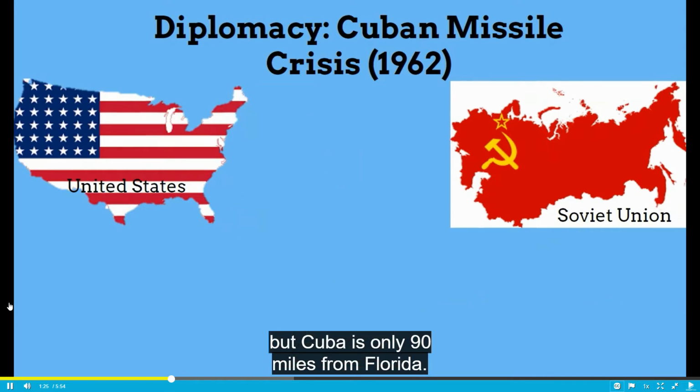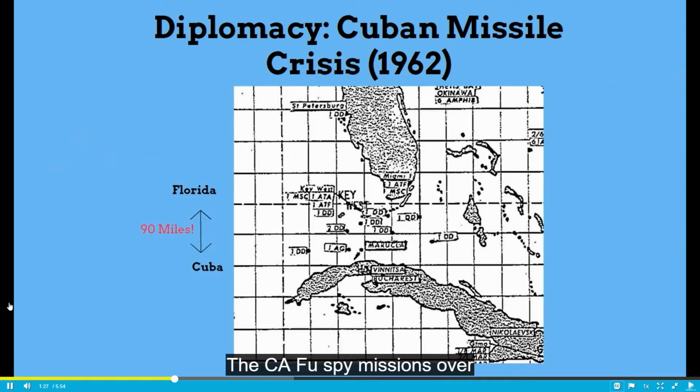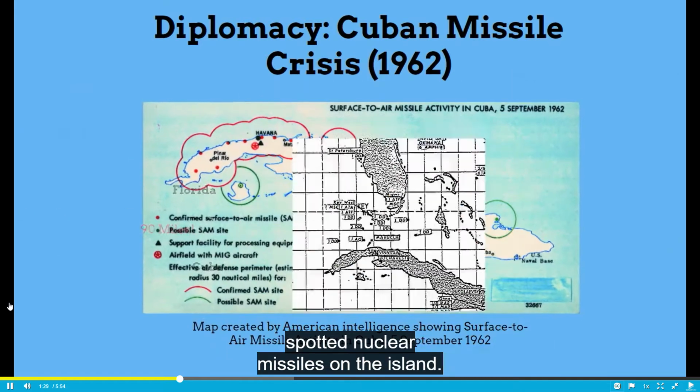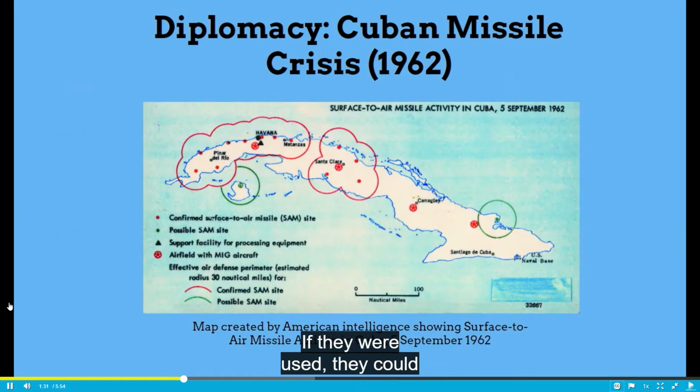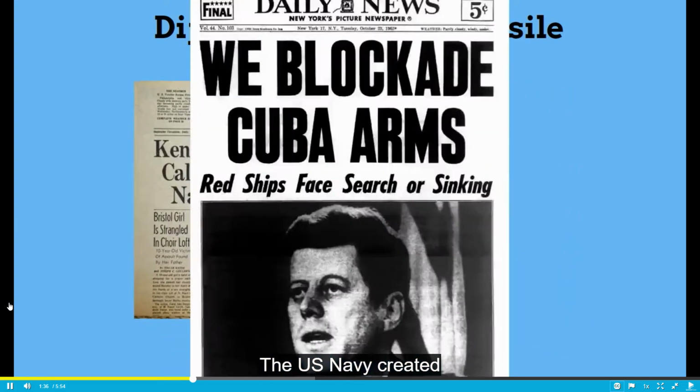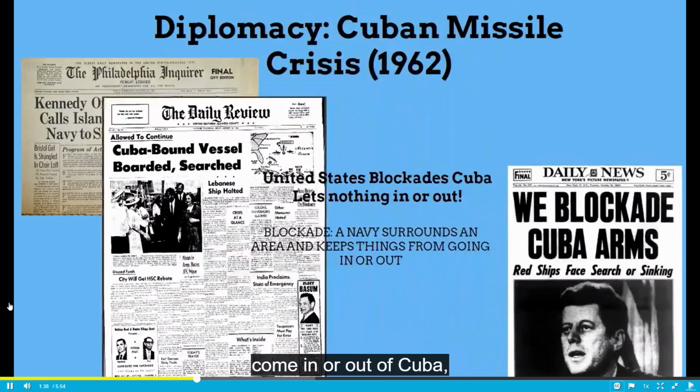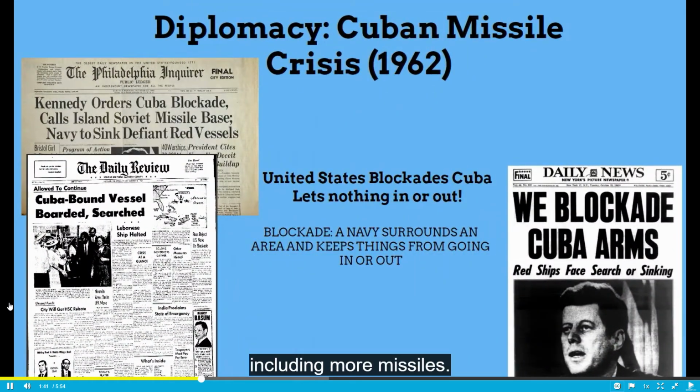Remember, Cuba is only 90 miles from Florida. The CIA flew spy missions over Cuba and spotted nuclear missiles on the island. If they were used, they could easily strike the United States. The U.S. Navy created a blockade so that nothing could come in or out of Cuba, including more missiles.